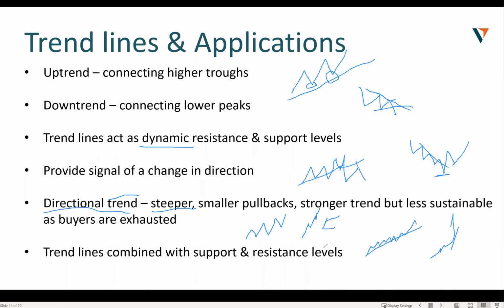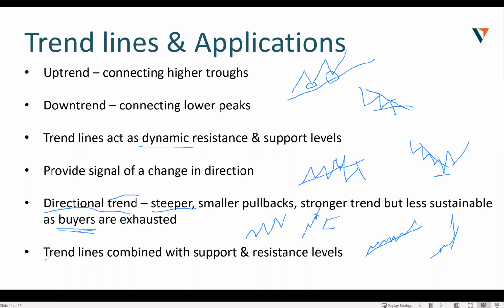The idea is that you have a lot of buyers coming in to push prices much higher. You have strong bullish momentum, or strong bearish momentum in a downtrend. But in this case, it's less sustainable because you will come to a point where you have no more buyers to push price much higher. This is the reason why the steeper the trend lines, the less sustainable they are, and eventually we could see a trend reversal.